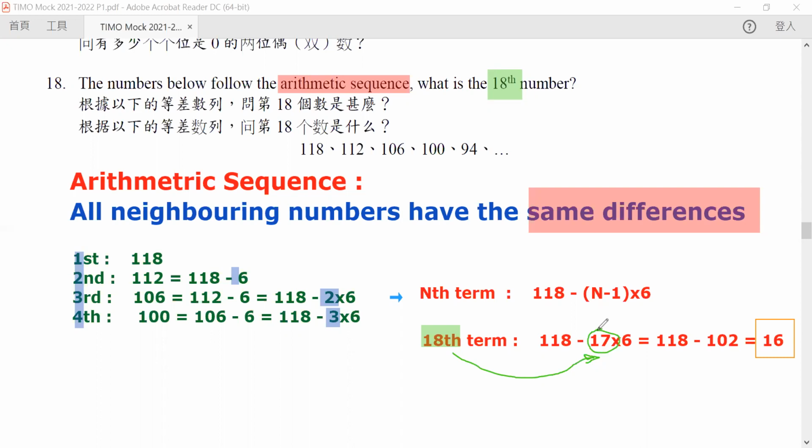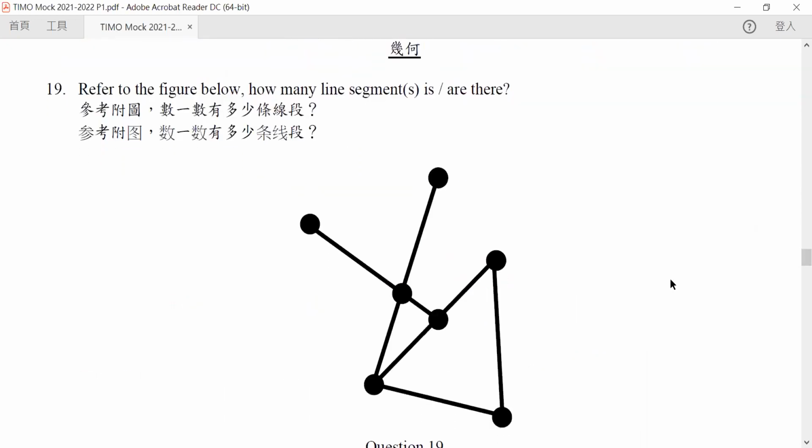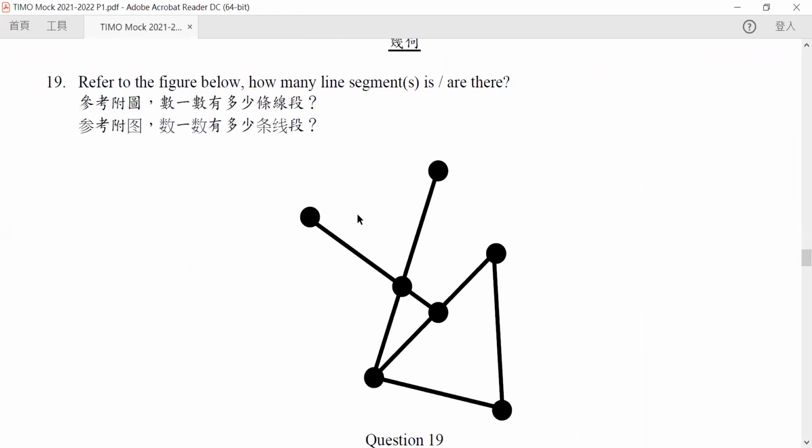Okay, so this is our question 18. Is there any question? If no, then we will go on to talk about the next topic, which is geometry, the topic about graphs and diagrams. Referring to figures, we want to know how many line segments there are.